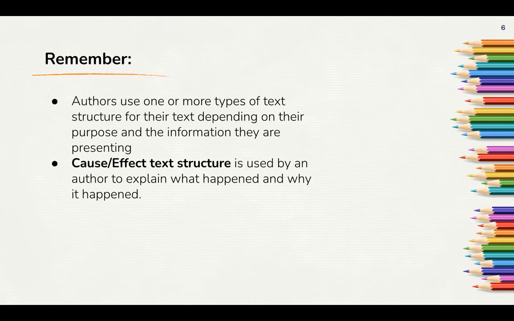Remember, authors use one or more types of text structure for their text depending on their purpose and the information they are presenting. Cause and effect text structure is used by an author to explain what happened and why it happened.